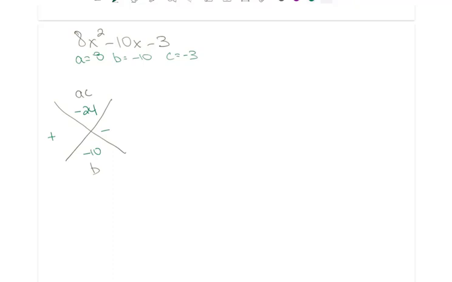Now what do we got? Positive 2 and a negative 12. Yep. Everybody good with those numbers?